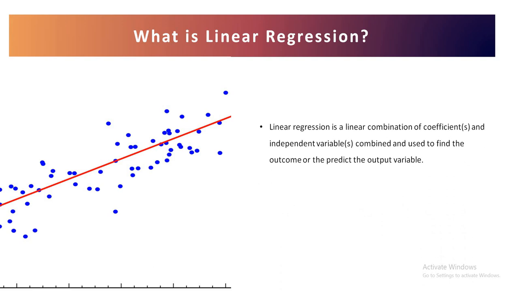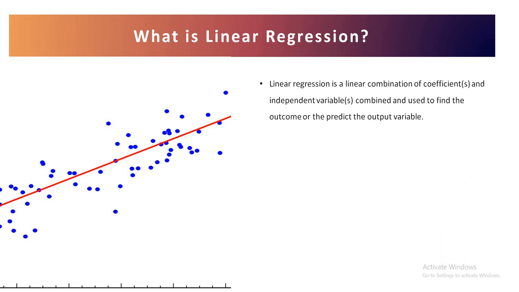Now let's understand what linear regression is. In the context of regression analysis, the first model we will be learning is linear regression. Linear regression is a linear combination of coefficients and independent variables, combined with the intercept or error term, to find out the predicted variable or output variable. What exactly is that about? Let's take my example of weight and height.